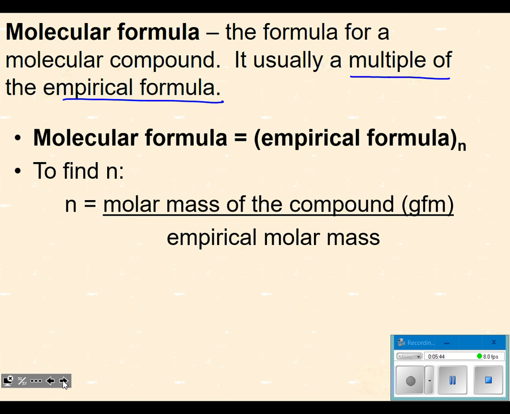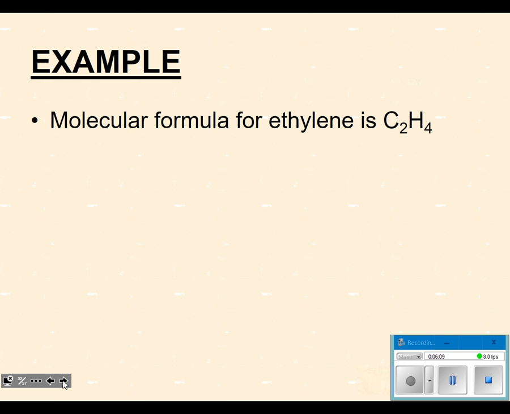You do N equals the molar mass of the whole compound, which is typically given to you in the question, and then you divide it by the empirical molar mass. So you do the empirical formula as GFM, and that would be your denominator, and you would have your GFM of the whole compound on the top. So it would be the whole divided by the part to come up with some ratio number, and this is normally some whole number, okay?